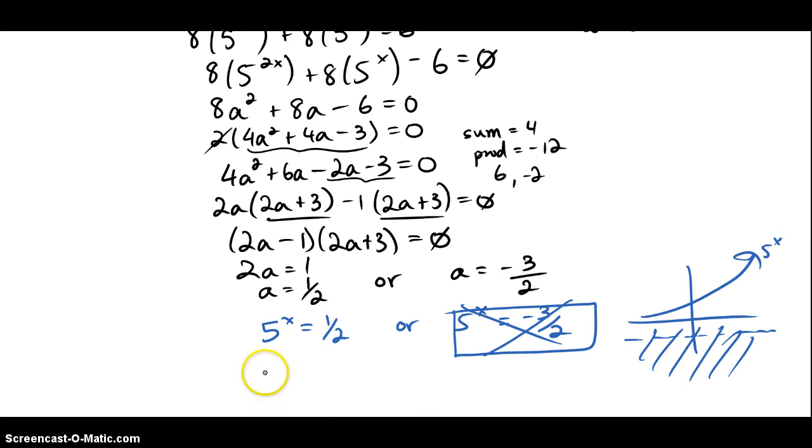So now we just need to solve this one. So again, we take the log of both sides. So x log 5 equals log 1/2. And so x equals log of 1/2 divided by log of 5. And this should yield the only solution.